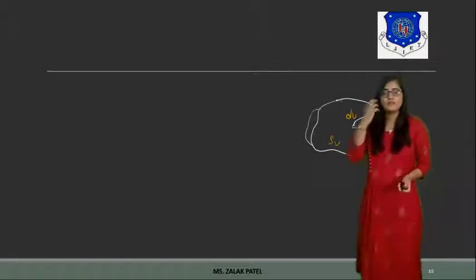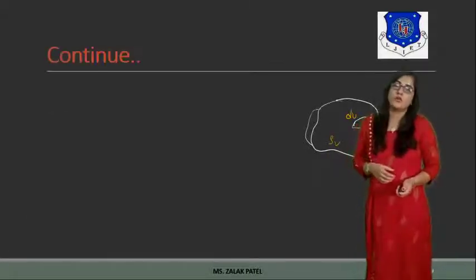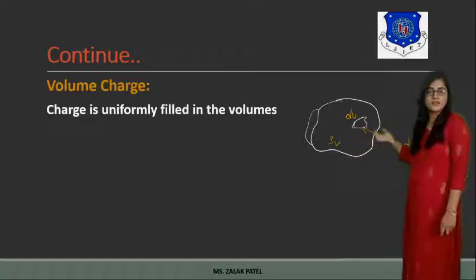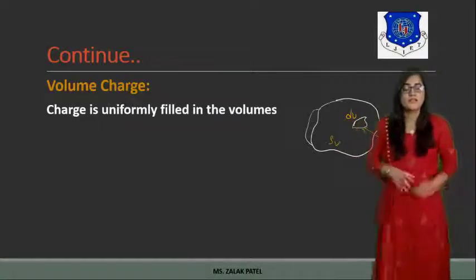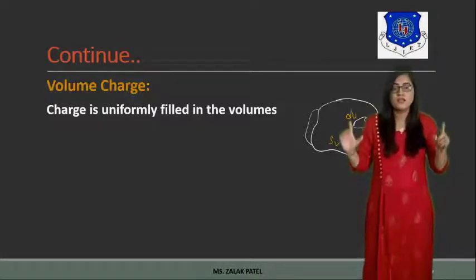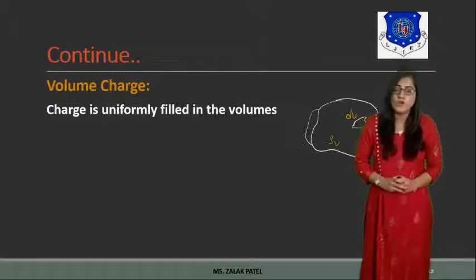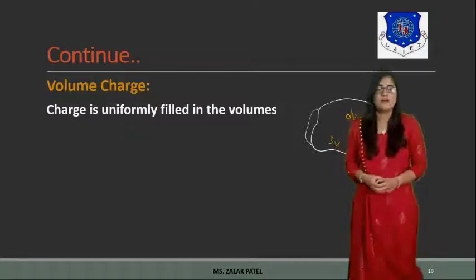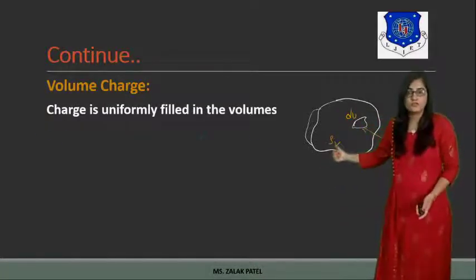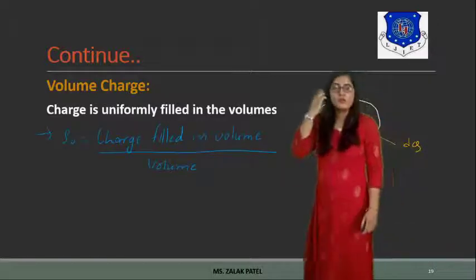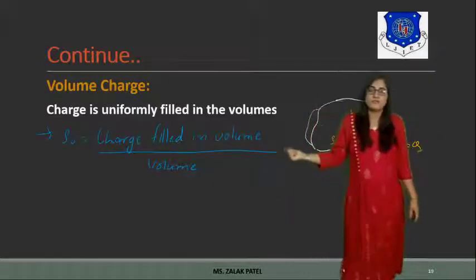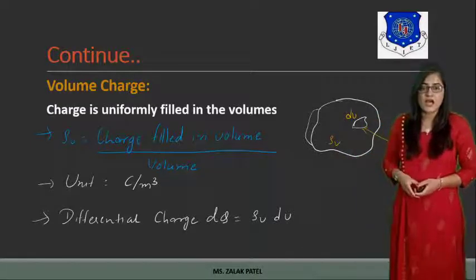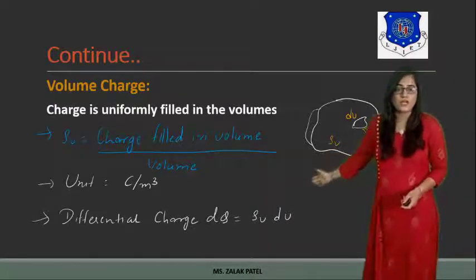Now for the third one, the volume charge distribution. The volume charge will be distributed like this. Here the volume charge density is rho v and it will be distributed over the complete volume, meaning charge per unit volume gives the volume charge density rho v. So rho v is equal to the charge filled in the volume divided by the total volume, so the unit is coulomb per meter cube.